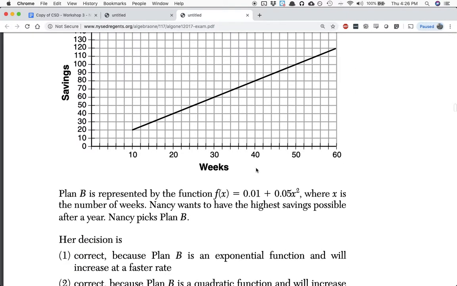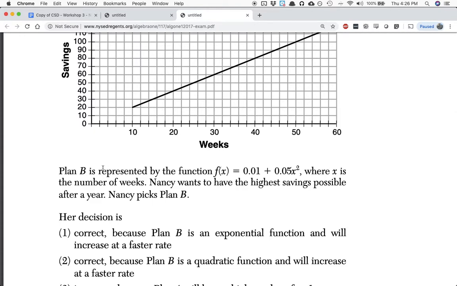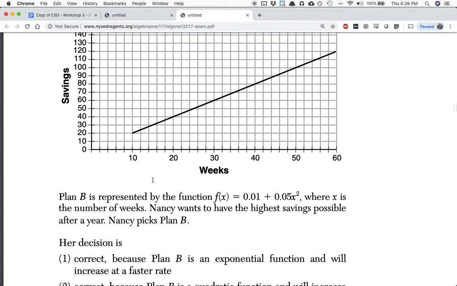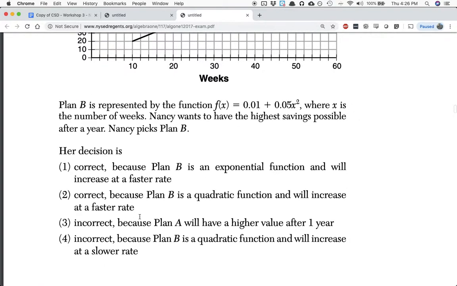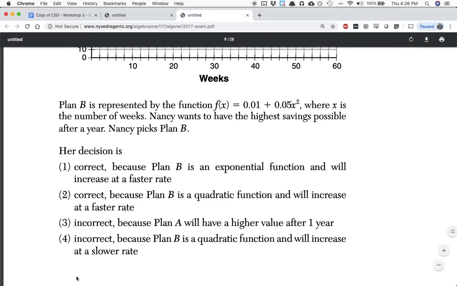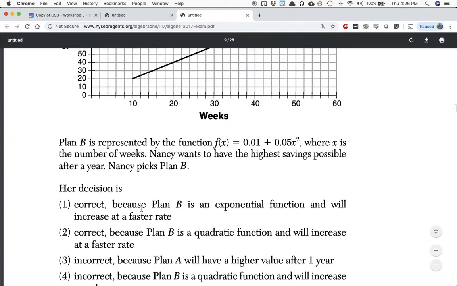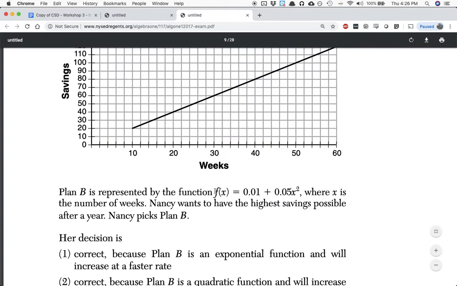That's how it goes. Plan B is represented by the function f of x equals 0.01 plus 0.05 x squared, where x is the number of weeks. Nancy wants to have the highest savings possible after a year. She picks Plan B. And we have to determine, is it correct or incorrect, and then why it's correct or incorrect.